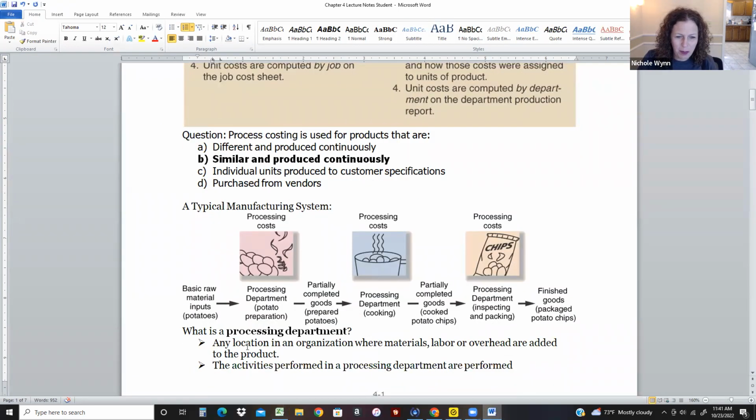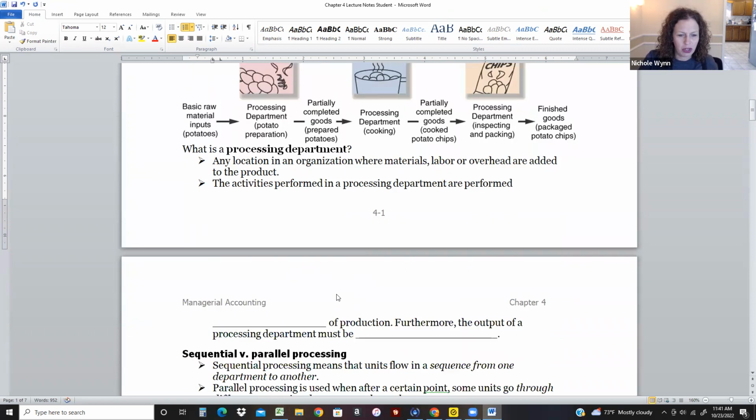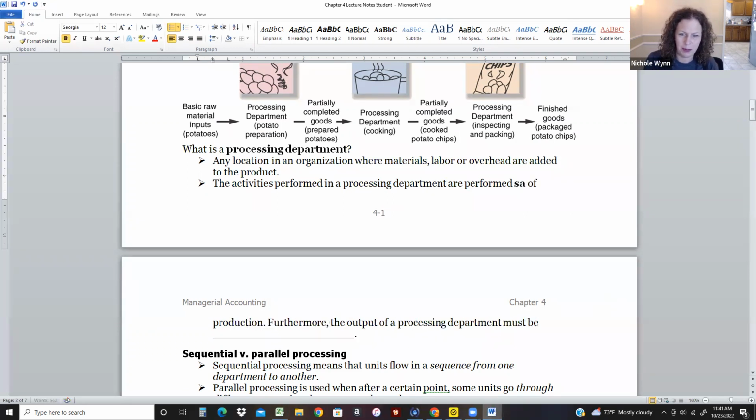So a processing department is any location where we're going to do something to the goods. So we're going to actually do something to make the goods different. So we are going to peel the potatoes and slice them, or we are going to bake them, or we are going to season them, or we are going to package them. So the activities performed in a processing department are performed similarly on all goods of production.